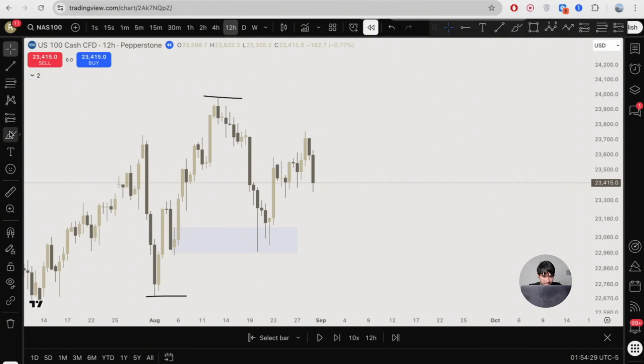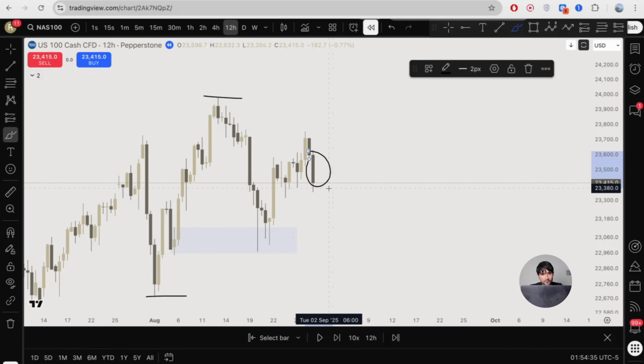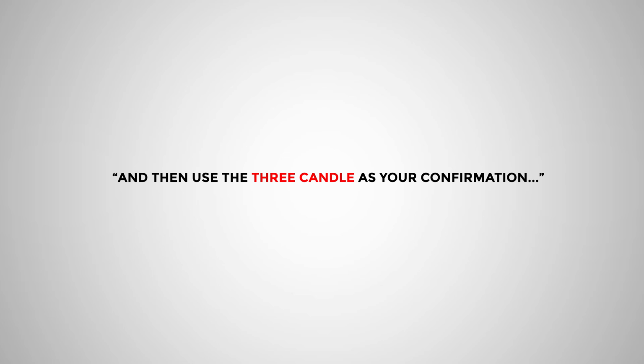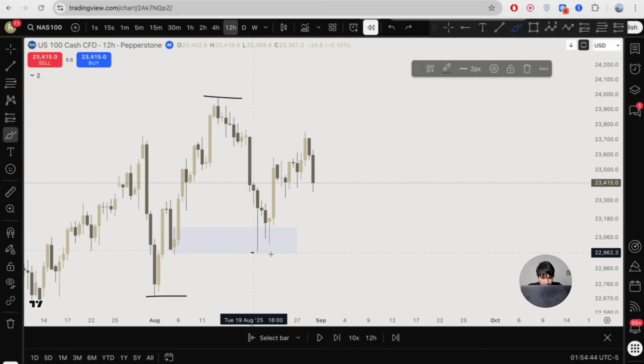All right, so now that price has retraced, let's understand where we're at in the market, which again, at this 12-hour candle, you just simply show up to the charts and ask yourself where you are in structure and where the POIs are at. That's it. And then use the 3 candle as your confirmation. As you can see, we're in this range from low to high. Perfect. So we're in a bullish formation.